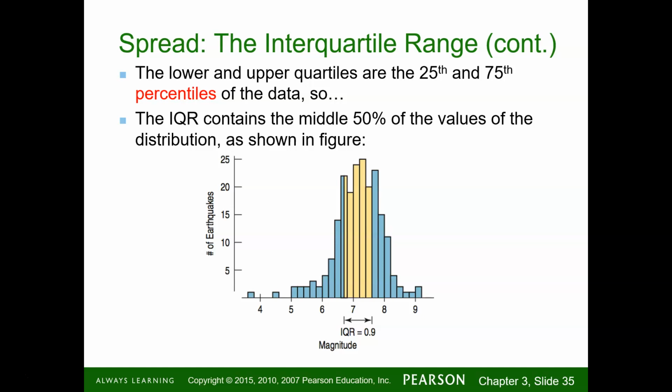So the IQR contains the middle 50% between the 25th and 75th. In this graph, it's this yellow area. 25% of the data is this blue out here. The middle 50% is this yellow, and the last 25% is this blue out here. So this middle is the IQR, the interquartile range, the middle 50%. That's what IQR means. It's the middle 50%. And you'll really get to see it when we actually do some calculations for it.